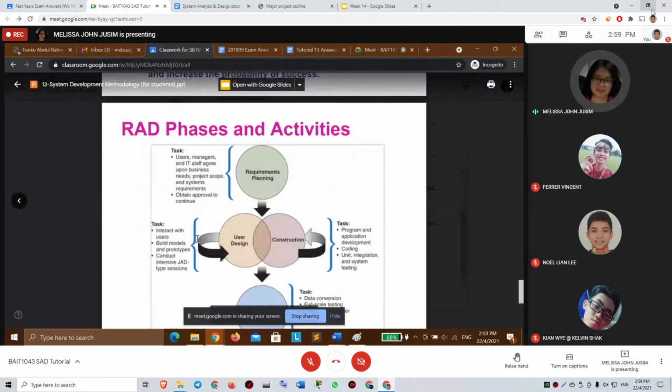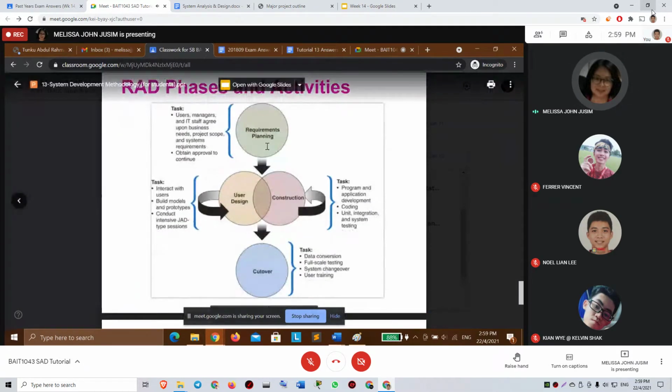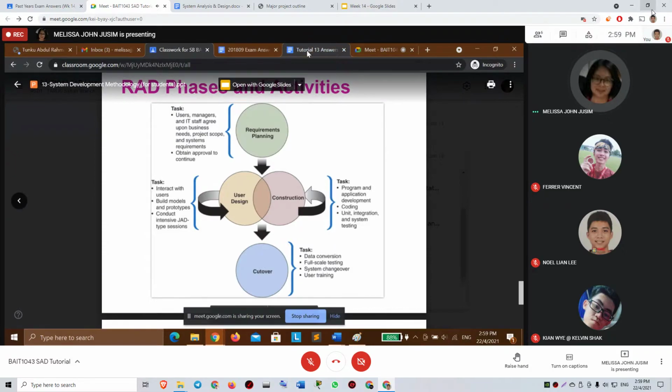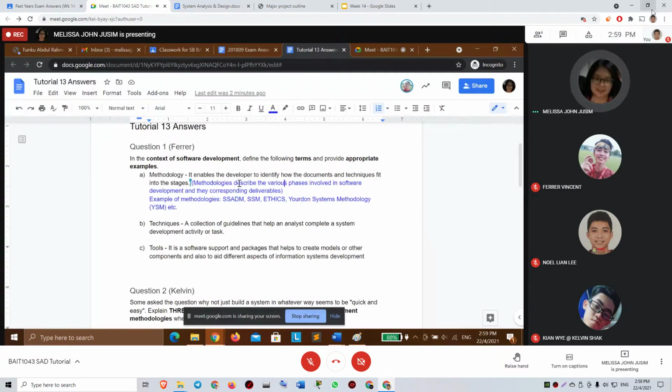So these are the phases for RAD. We have requirements planning, user design, construction. These are in parallel, so that it will be rapid, and the final phase is cutover. So you can see that, describe the various phases. Okay, so perhaps we can add in our RAD here, easier for you all to remember.